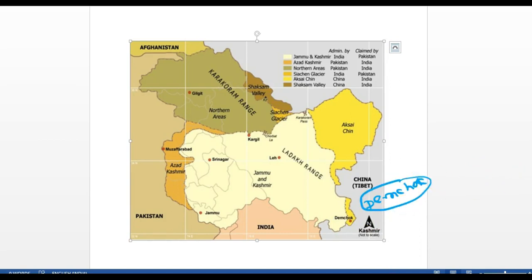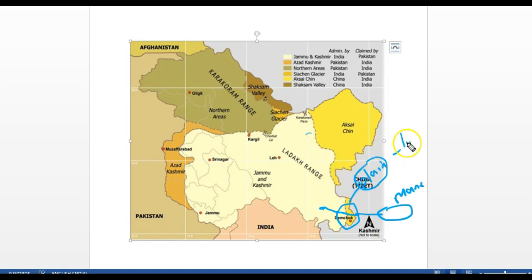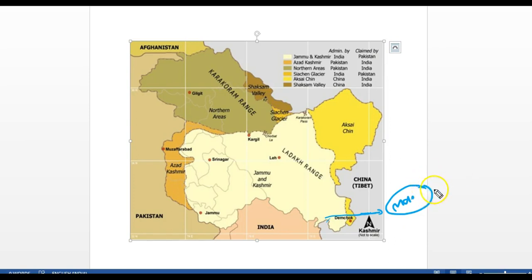Demchok sector is a part of the old Silk Route which connects to the Mansarovar Lake and other Tibetan regions. One plus point is that this region is plain when compared to the other parts of Jammu and Kashmir and lies at a low altitude. It is easy to reach the Mansarovar Lake via the Demchok sector if China allows Indian pilgrims. India was demanding China to allow its pilgrimage to reach the Mansarovar Lake through the Demchok sector.